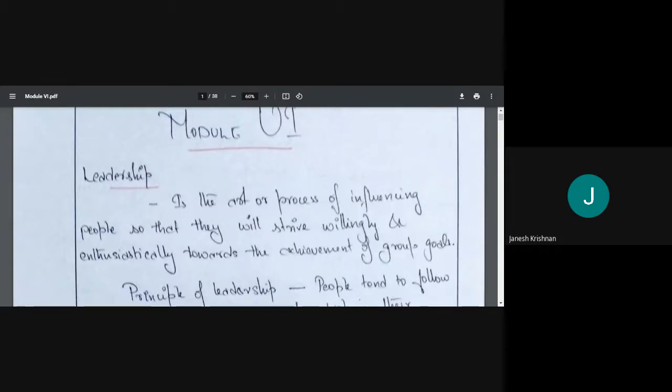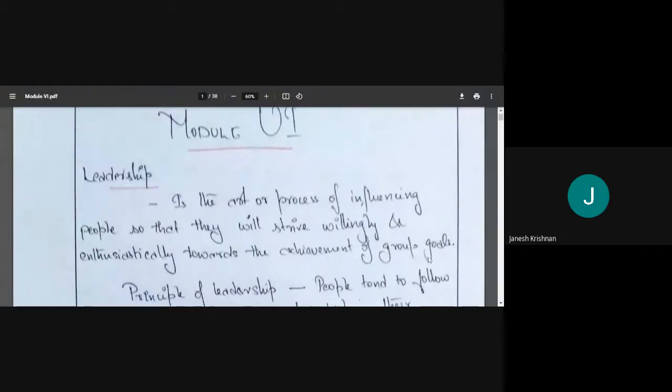So that is the difference. At home, your mom says clean your room, so you just do the bare minimum so that mom won't say anything. But when you go for the NSS camp, the thing is different. You are doing it willingly, right? That is the difference. So leadership is the art or process of influencing people so that they will strive willingly and enthusiastically towards the achievement of group goals.